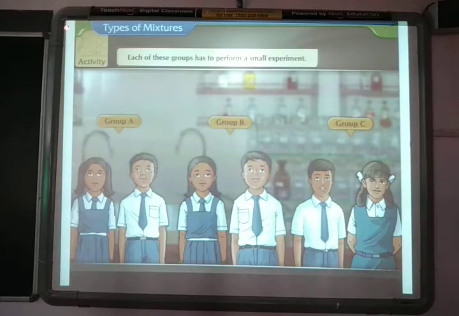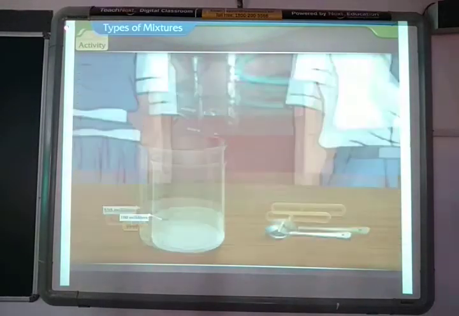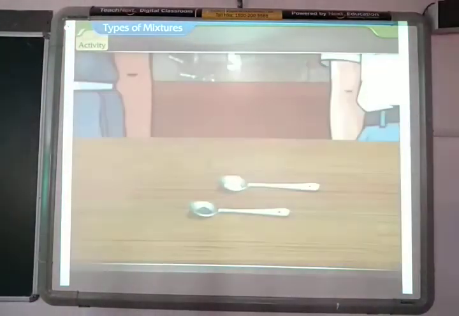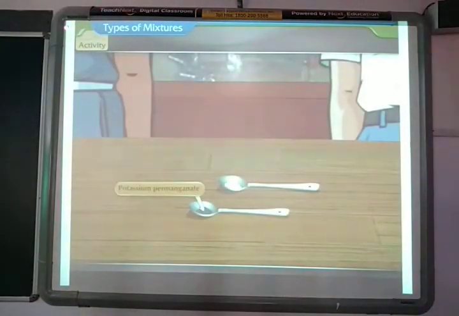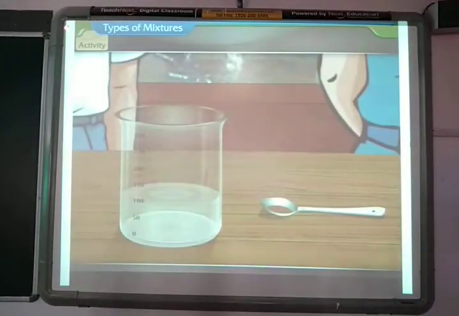Each of these groups has to perform a small experiment. We shall give half a teaspoon of potassium chloride and 100 milliliters of water to group A. Half a teaspoon of potassium chloride and half a teaspoon of salt to group B. And half a teaspoon of soil and 100 milliliters of water to group C.